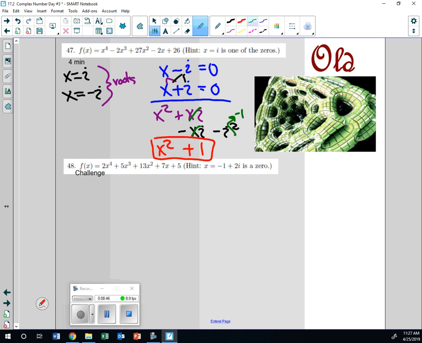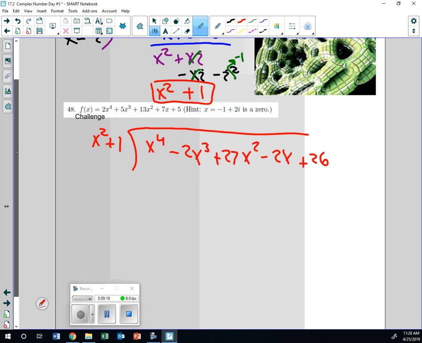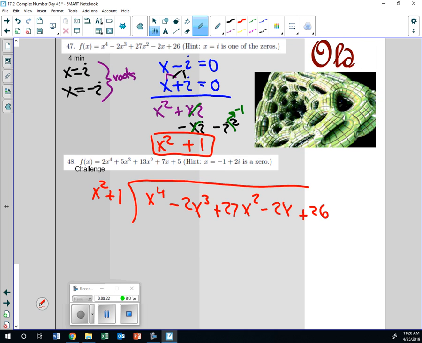Oh, we're not done. I wish we could say we're done. We're not even close to being done. So now what we need to do is take this thing out of here. So we have x to the 4th minus 2x cubed plus 27x squared minus 2x plus 26. And I want to take x squared plus 1 out of there. Now I showed you synthetic before, and people say, well, why didn't you do synthetic here? It'd be a lot easier. Really? Take a look at this. Don't do this.